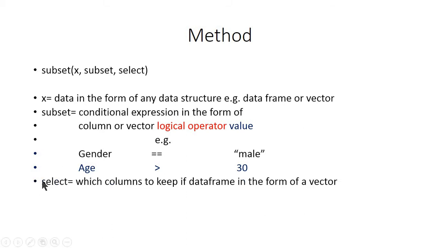The third option is select. In the select option, you give the names of the columns in the form of a vector. C is used for vector creation. So you want to keep only the gender column, age column and salary column. So subset is used for keeping rows and select is for keeping columns. This will select those rows which fulfill the condition, and this will select the columns that you have named in this vector.